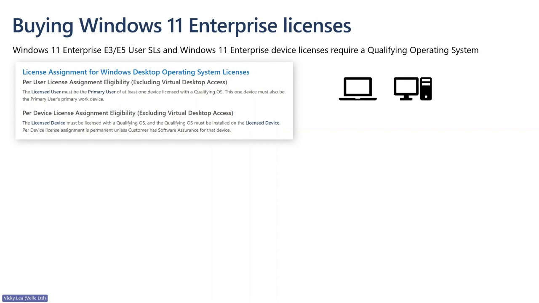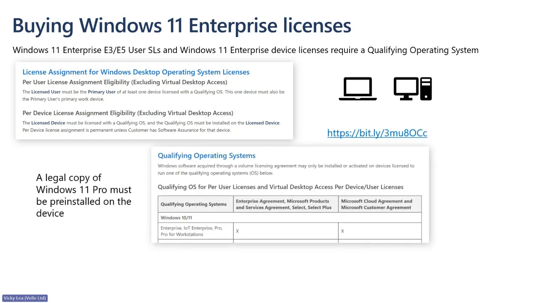And that device that they are the primary user of must be their main work device, so the device they use the bulk of the time. It also says with a device license that the device must have a qualifying operating system on it, and it must be installed on that device. So what makes a qualifying operating system?